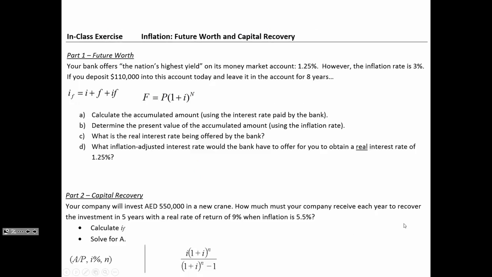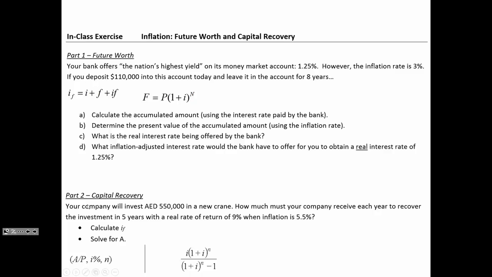Okay, so this is the in-class exercise. In 2 parts, we're going to do a future worth set of problems and a capital recovery set of problems. Does everybody get a copy of the paper?